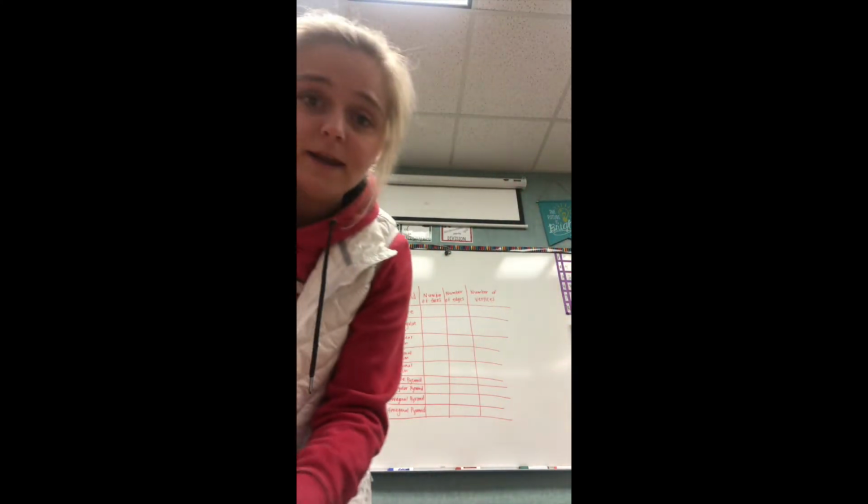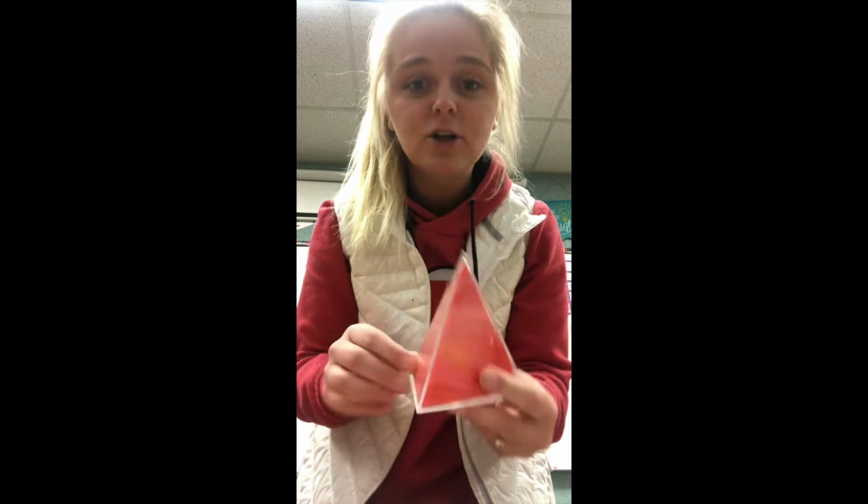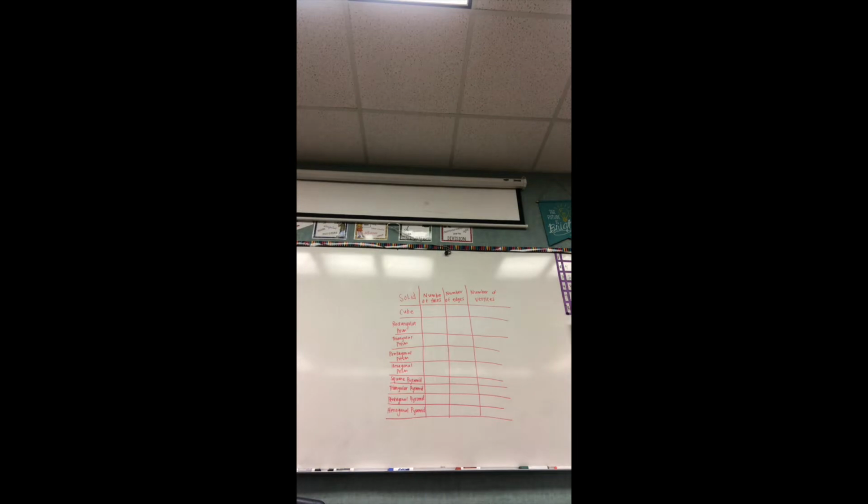A pyramid is, there's one base versus two. So as you can see, this base is a triangle. You all should know that. And then they all just come to a point in a pyramid. Same thing here. It is a pentagon. The base is a pentagon. And then all comes into one point.